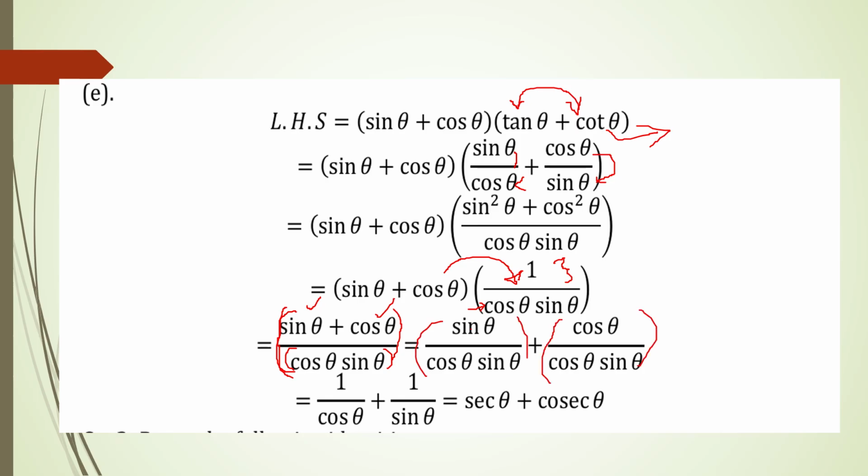From here we can simplify them. Sin theta cancels with sin theta, and then we end up with 1 divided by cos theta. And then cos theta cancels cos theta, and then we end up with 1 divided by sin theta as your second term. But remember that the reciprocal of cos is the same as sec theta. Also the reciprocal of sin is the same as cosec theta. And that was what was required by the task.